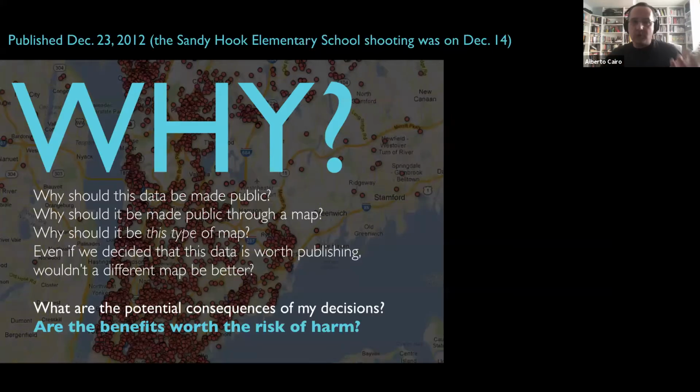Because whether you are in favor or against the Second Amendment and guns or whatever, the fact is that all these gun owners are legal gun owners. They have a permit, they can have guns. That's the law of the country. And they may get hurt by the fact that the position of their homes is basically displayed on a map. And you need to weigh that, right? You need to weigh the potential consequences in your decisions.